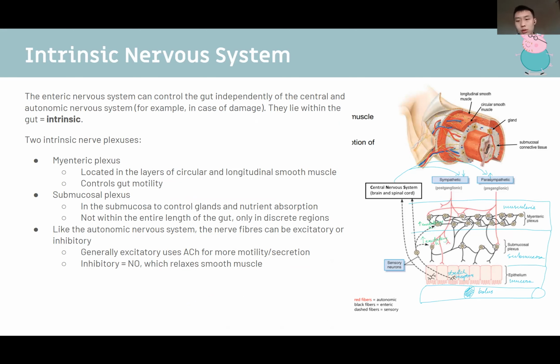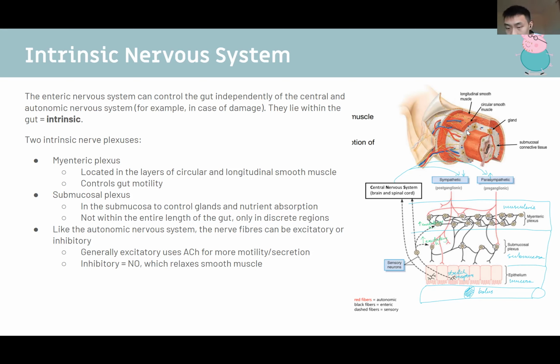So even if you had some damage and somehow you just didn't get any innervation from your central nervous system to your gut, the enteric nervous system is actually all located within the gut itself. And so even if you had damage, for example, your gut would still be able to contract and all of that. So there's two intrinsic nerve plexuses within this enteric nervous system. You have your myenteric plexus, which is located in the smooth muscle layers, and these control the gut motility. And then you also have a submucosal plexus, which is located in the submucosa.